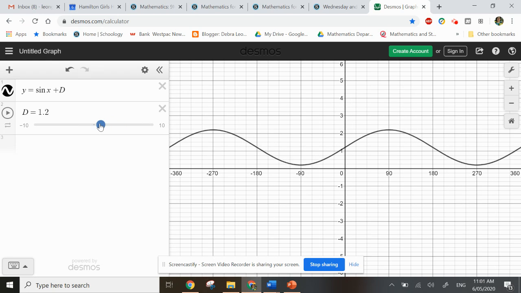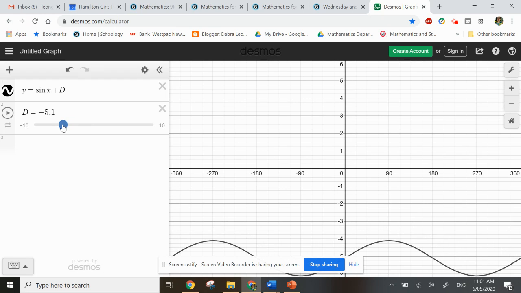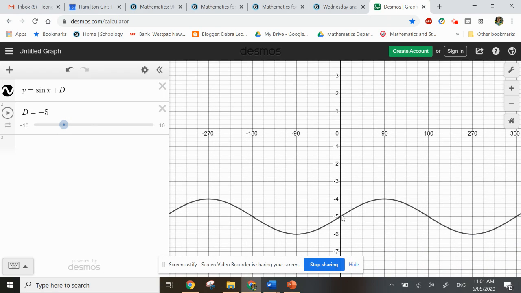If I move it back the other way and move it down into the negative region, you can see it being moved down. So if I move it down to negative 5, let's see if I can grab it on negative 5, there we go. You can see here that the center line would be at negative 5, and then the curve just oscillates around there. And the amplitude for this particular one happens to be 1.